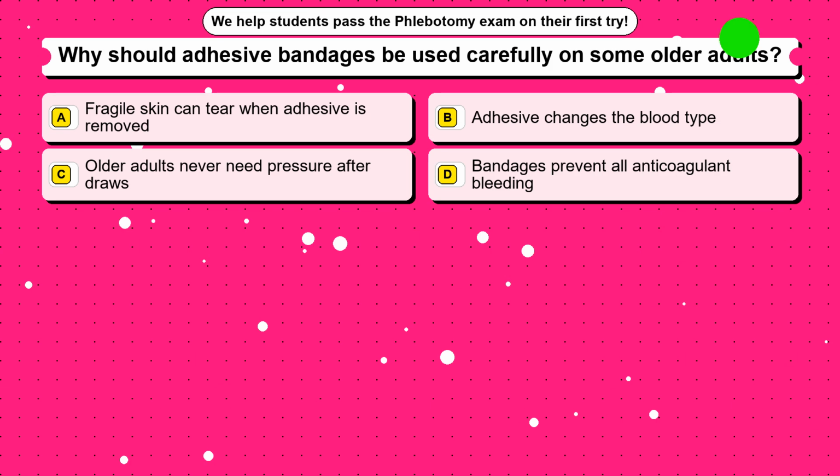Question 97. Why should adhesive bandages be used carefully on some older adults? Option A. Fragile skin can tear when adhesive is removed. Option B. Adhesive changes the blood type. Option C. Older adults never need pressure after draws. Option D. Bandages prevent all anticoagulant bleeding.